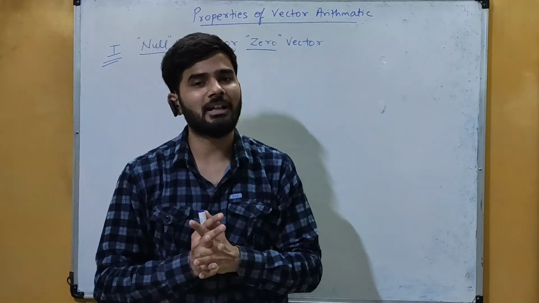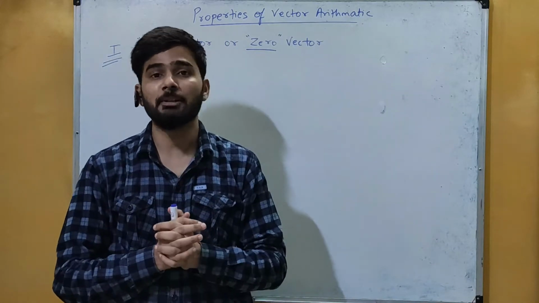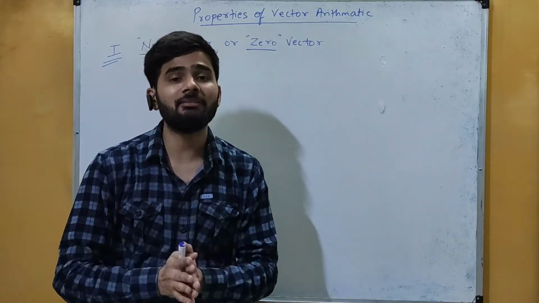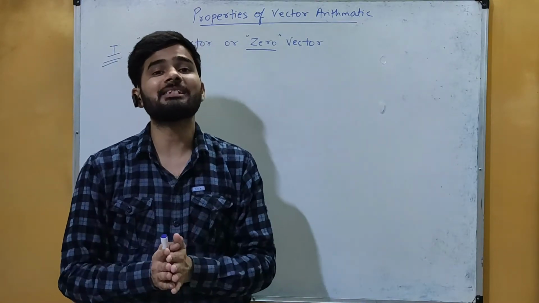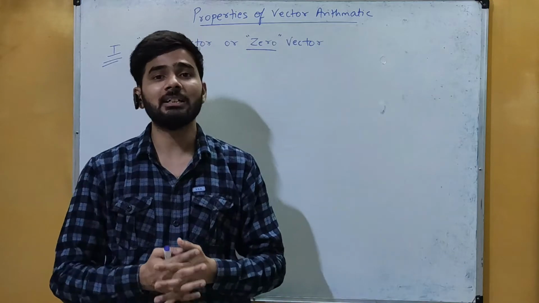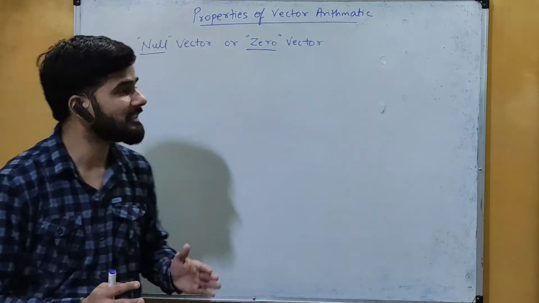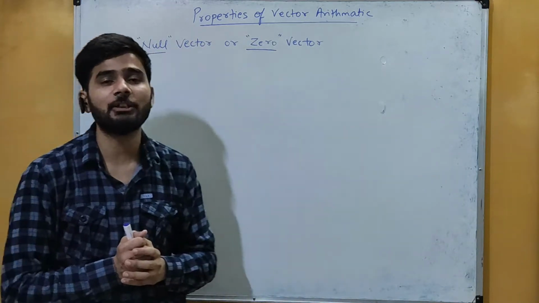Welcome back to my lectures of class 11 physics. We are studying our chapter motion in a plane, and in the previous few videos we have seen about the vector arithmetic. Now we will see the properties of vector arithmetic. The first point we will see here is the null vector or a zero vector.